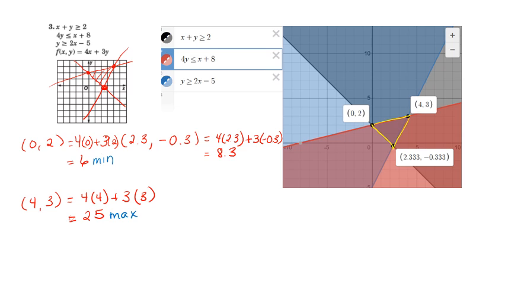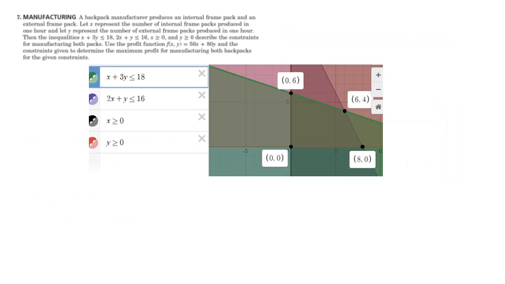So there's my minimum and maximum when it comes to this set of constraints and our system of inequalities, which we also call the constraints, and when I put it into the given function. I wanted to do a word problem, even though you don't have one in your classwork, just for you to see who uses it.